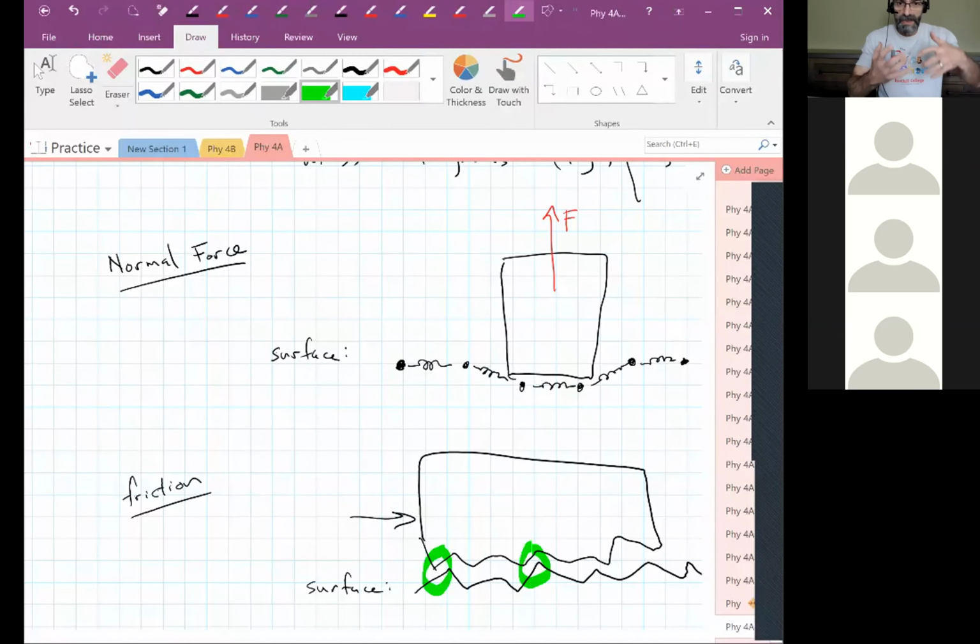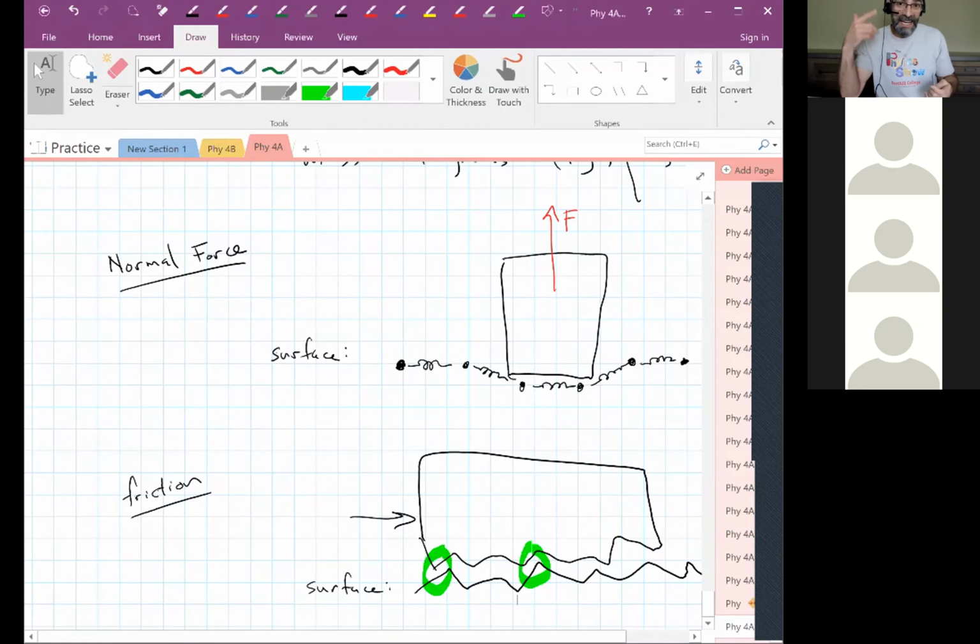So when there's motion between the two surfaces, we call that kinetic friction. That's because kinetic means motion. And when there's no motion, when the two objects are stuck, we call that static, right? Static means no motion.